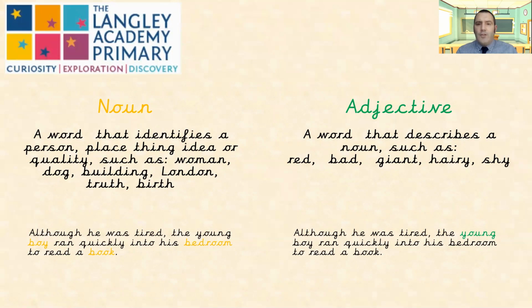Next, we've got adjectives. So an adjective is a word that describes a noun, such as red, bad, giant, hairy, shy. Our example sentence down below, so we've used green this time, that highlights the adjective that we've used. Although he was tired, the young boy ran quickly into his bedroom to read a book.